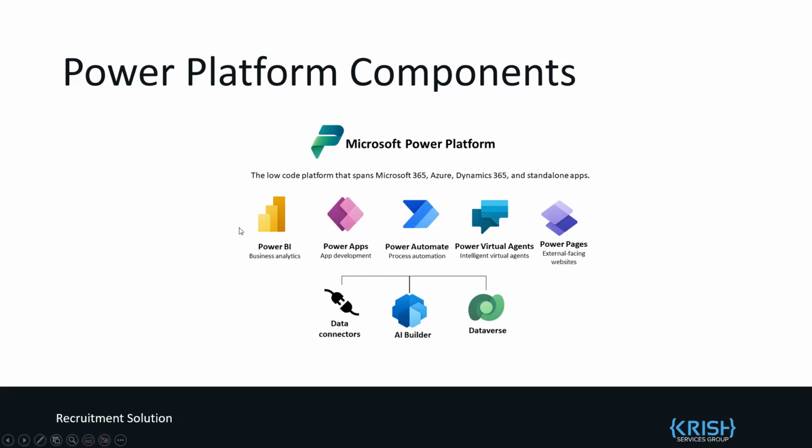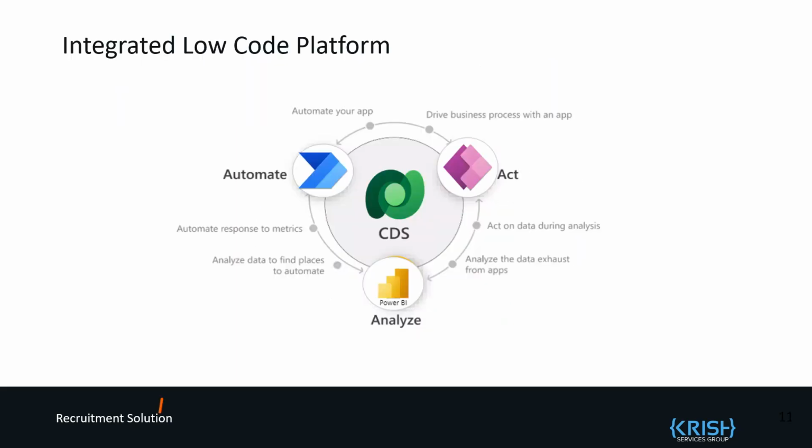So these are the main ones. We have Power Apps, Power Automate, Power Virtual Agents, Power Pages and Power BI. These are the main building blocks of Microsoft Power Platform. And below these, there are things like data connectors, AI Builder, and Dataverse, which are enabling these building blocks to bring solutions into the picture. We'll see details of these things in the next slide.